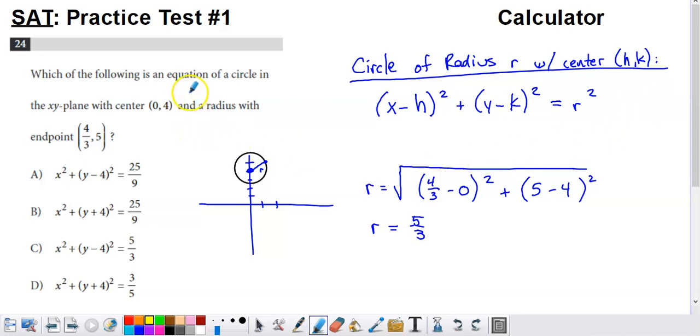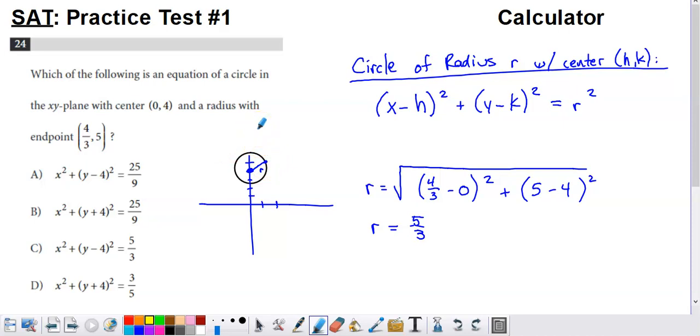So let's think about how to make this work for the problem that we see right here. Which of the following is an equation of the circle in the xy plane with center (0, 4) and a radius with an endpoint at (4/3, 5)? So what I did real fast is I plotted this out. I went to (0, 4) and made that the center of my circle. I went over 4/3, up 5, drew my radius, and then I drew my circle, with its center at (0, 4), and it has to go through that point (4/3, 5), if that is the endpoint of a radius of the circle.